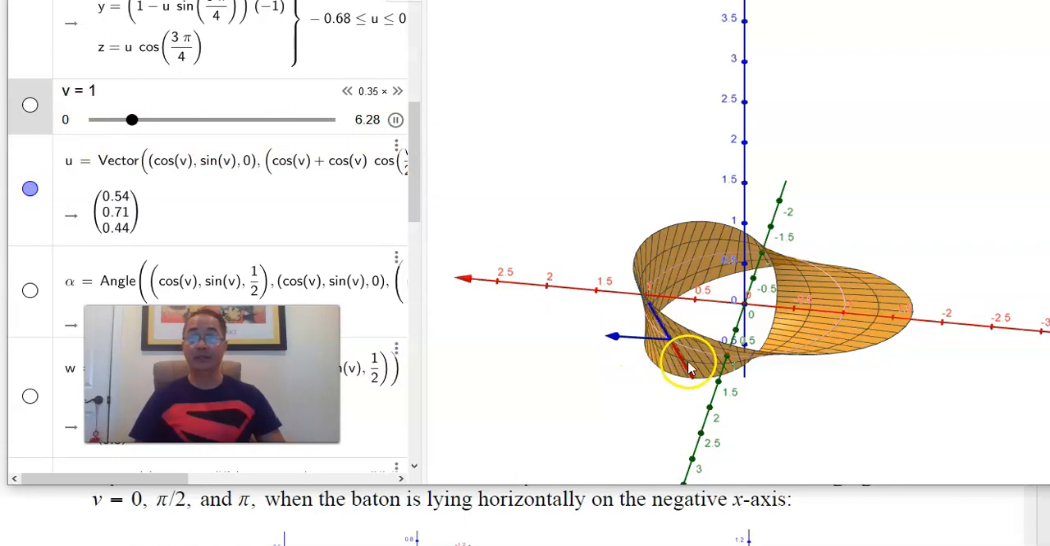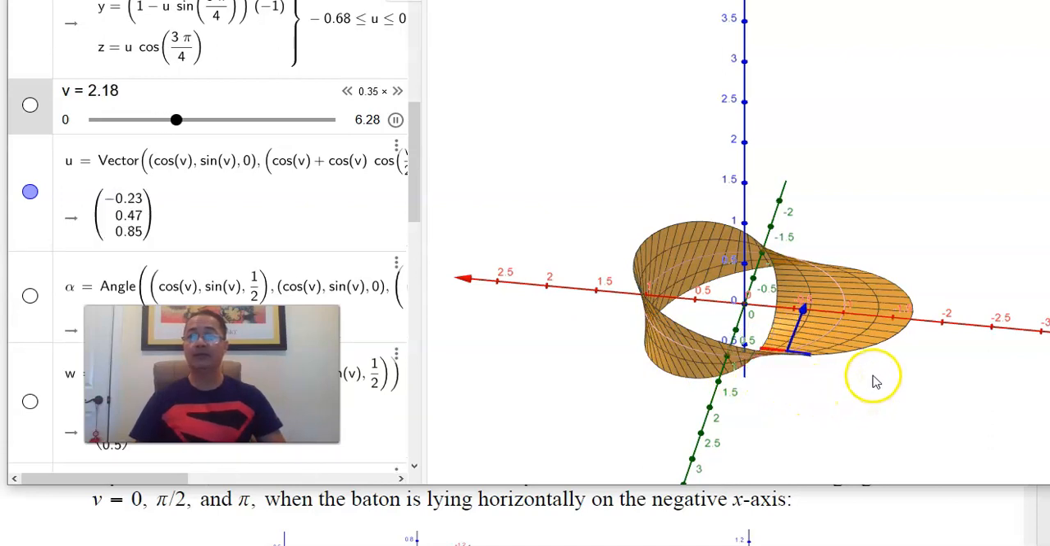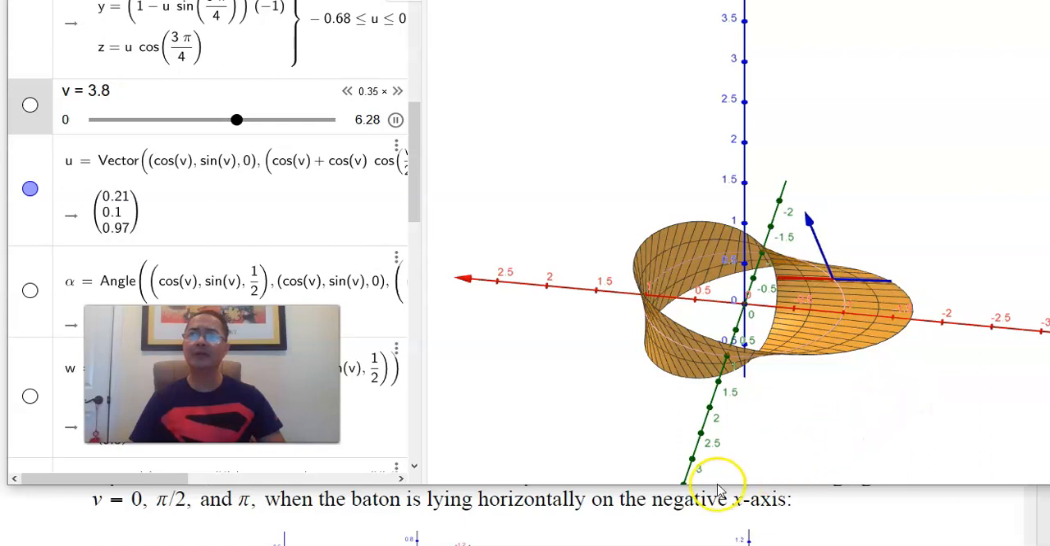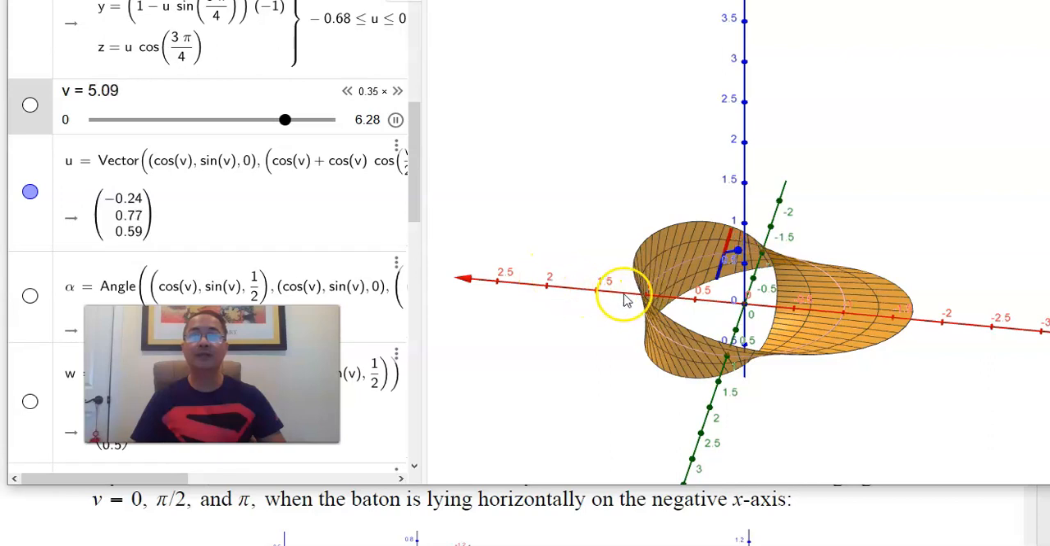Okay, so continuous, continuous. That normal vector is just turning. And of course, as we get to the negative x-axis, it's now pointing up. Okay, and it's going to keep going. Remember, it started out pointing towards the positive x-axis. Check out what is happening. It is now pointing towards the negative x-axis.